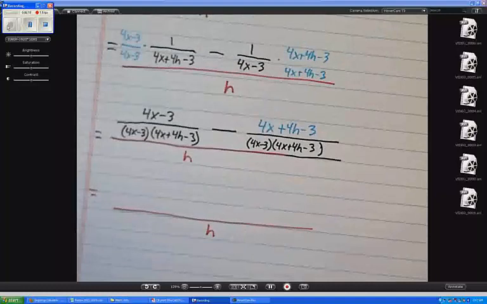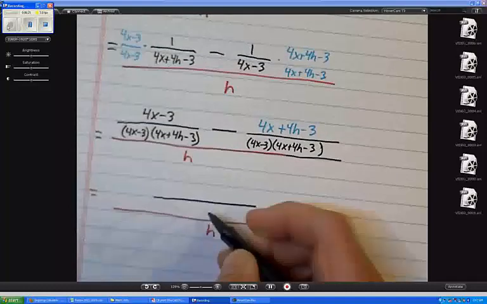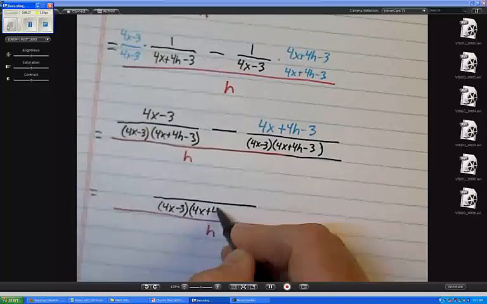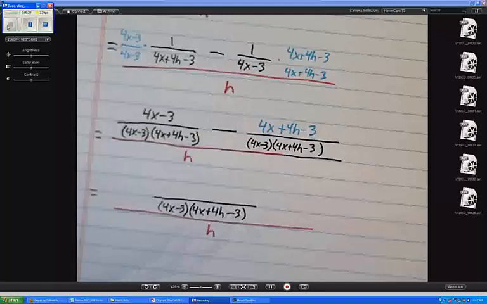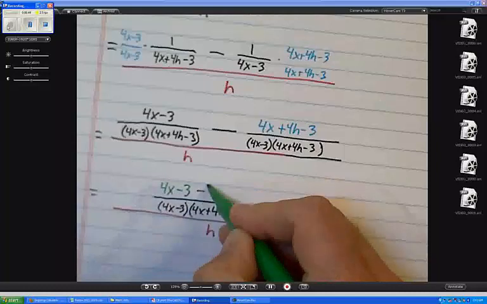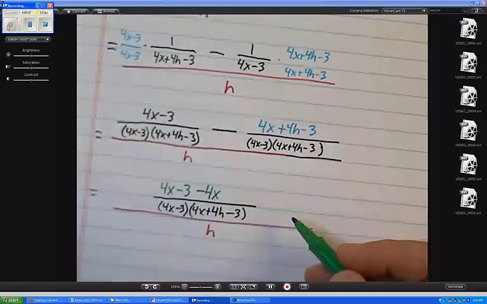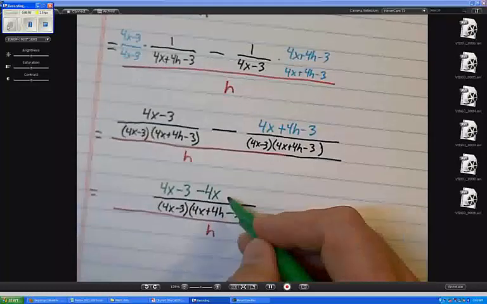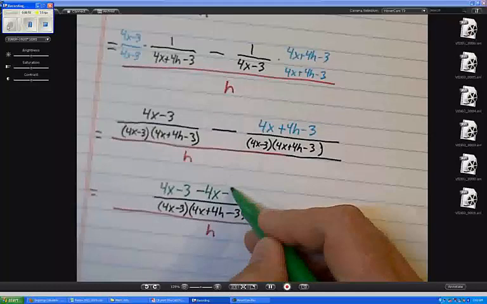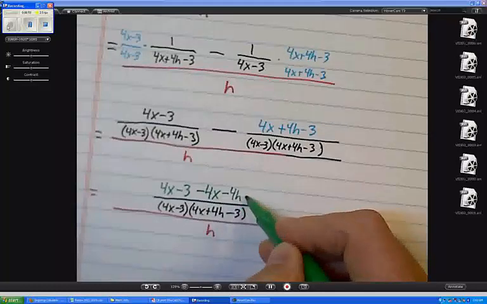So can I subtract those fractions? Sure. The denominator is now 4x minus 3 times 4x plus 4h minus 3. And the numerator, what does it become? Well, if I work it out, let me write it in green. 4x minus 3. Do you notice it's going to become minus 4x next? You guys see that? And then what? Careful. Why minus? I have to distribute that negative, right? So minus 4h, and then what? Careful. Oh yeah, plus 3. You're right. Plus 3.